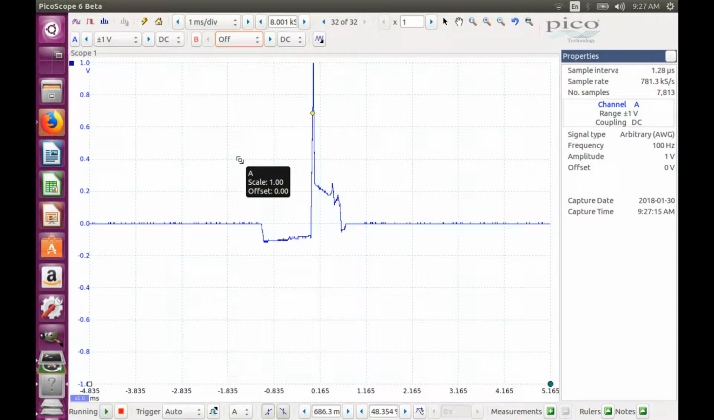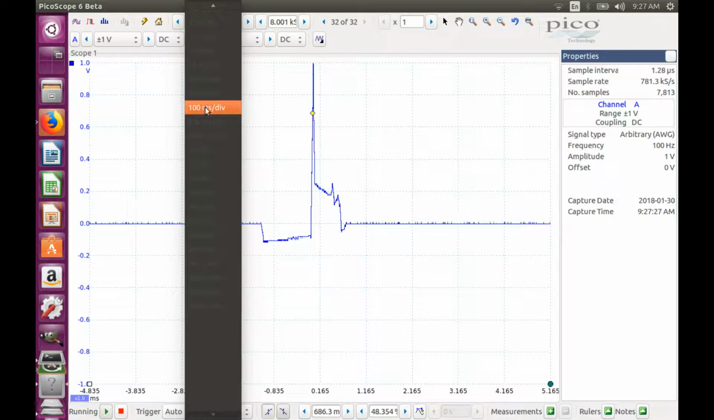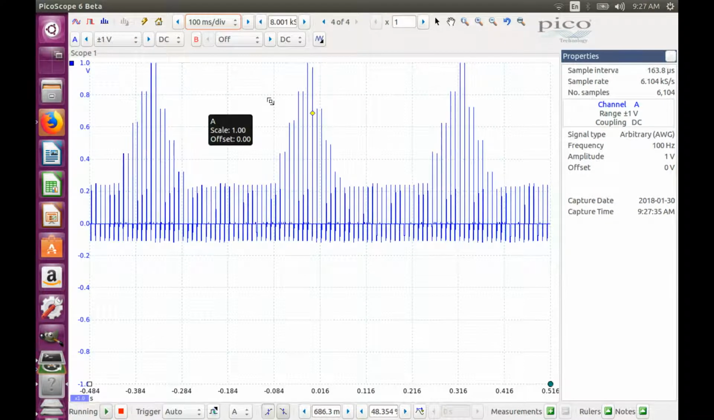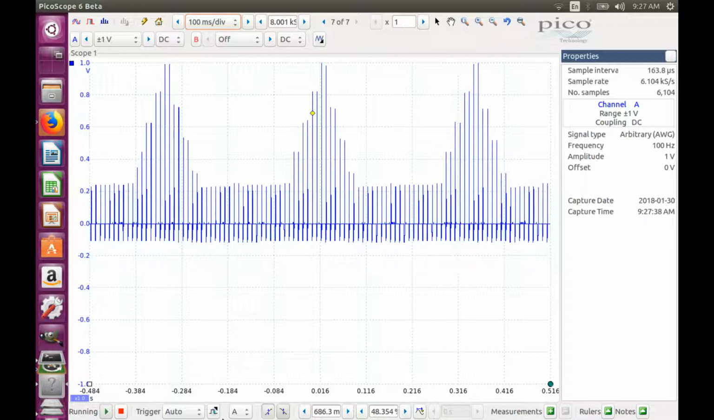Now, what happens if we don't really know what our signal is and first try to use a larger time base? For example, let's take a look and see what happens when we use 100 milliseconds per division. We have a screen with something and we really don't see what's happening, so we'll have to zoom inside. But what are we going to get? We are looking at the properties dialog, and it says that we are actually sampling only at 6 kilosamples per second, so we cannot really expect good results.